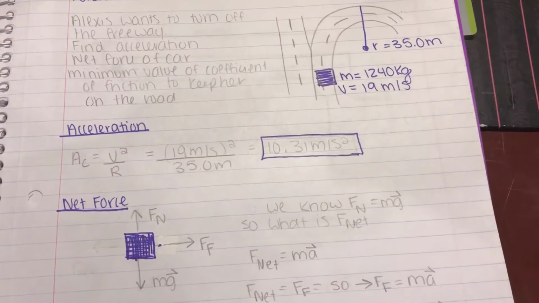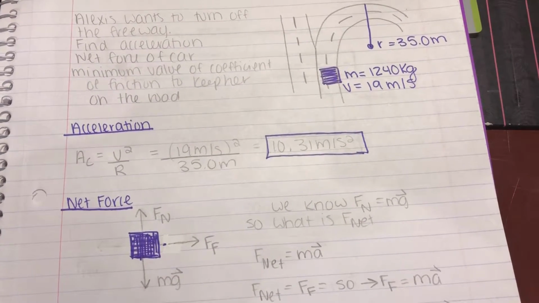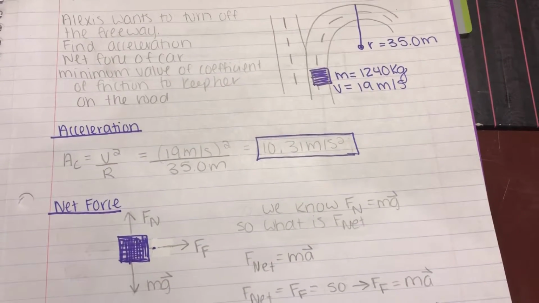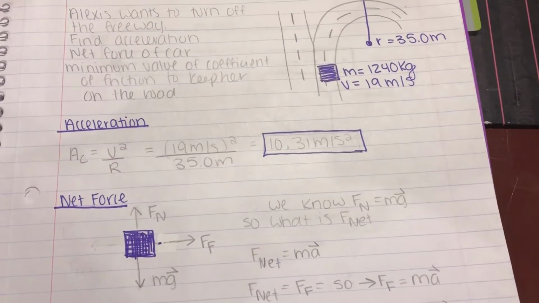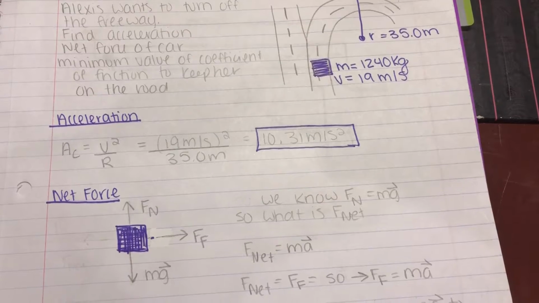It already gives us our velocity, which is 19 meters per second. We're going to square that and divide it by the radius, which is 35 meters, which is going to give us an acceleration of her car of 10.31 meters per second squared.